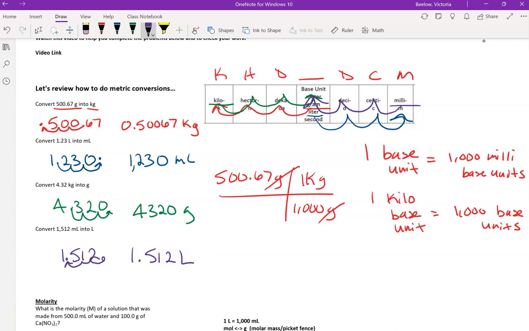So again, you're basically starting at the unit you're given, and then you're moving the decimal to the unit you want your answer in. Again, I would recommend writing this on your periodic table somewhere.